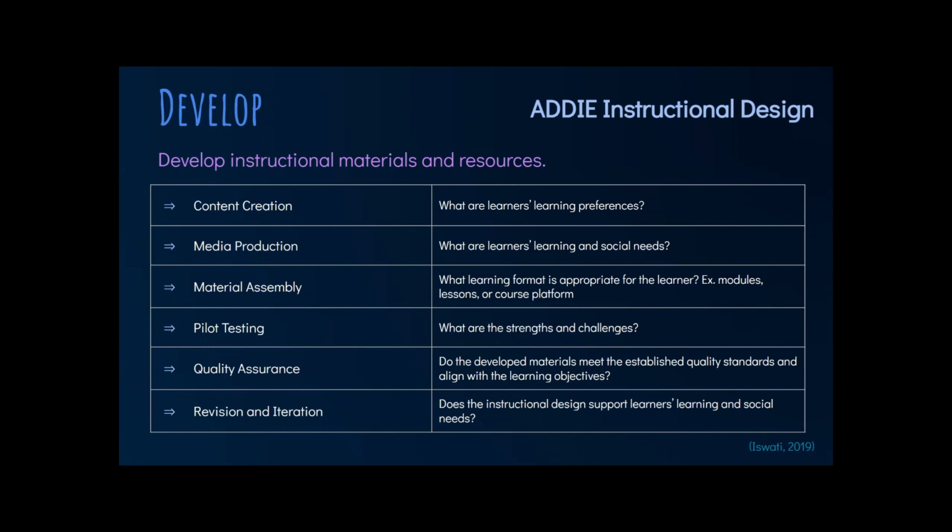In this step, the educators test the learning materials and make revisions or improvements from the feedback. They may repeat the process several times until the materials and the resources support students' learning and social needs to achieve the objectives.